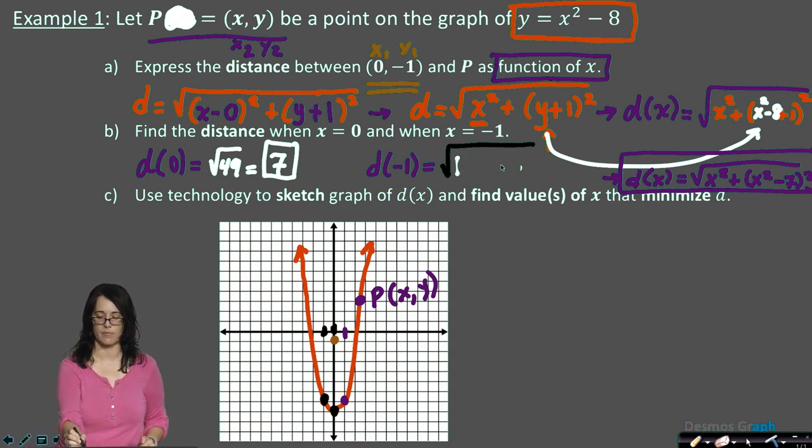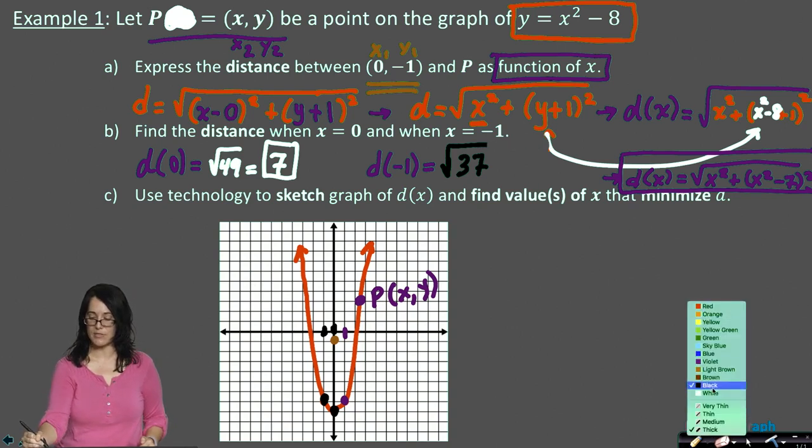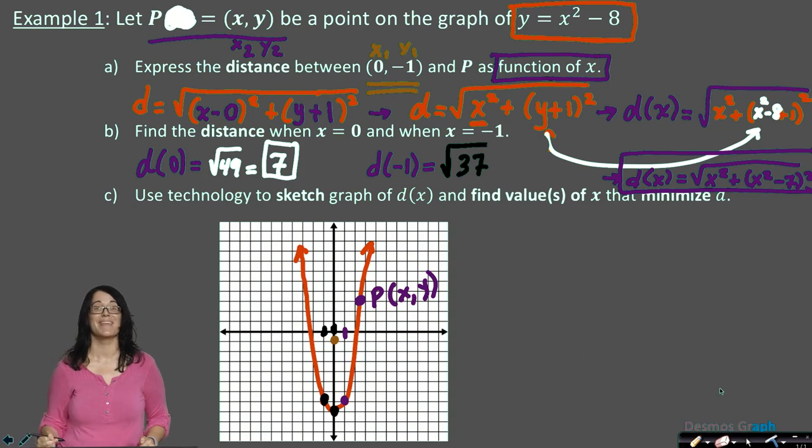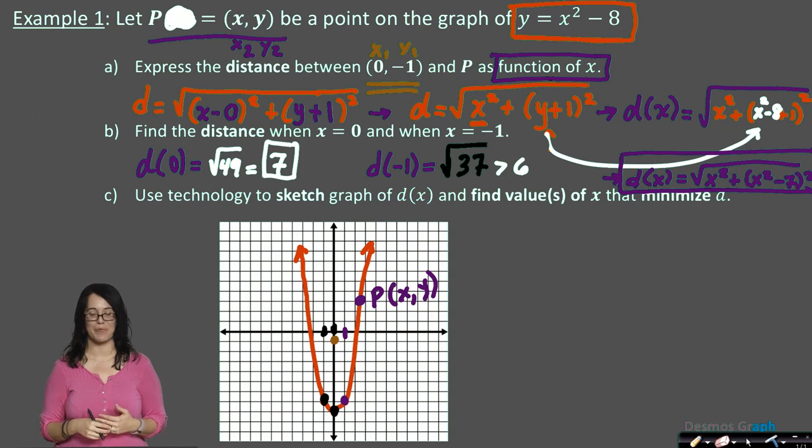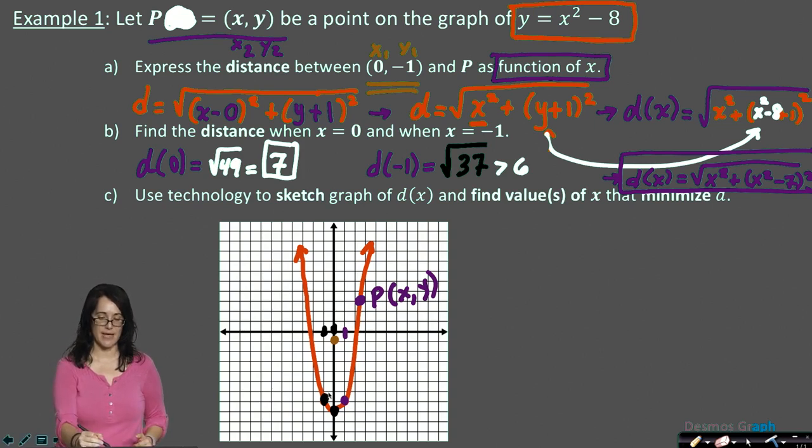So I'm going to erase that for a moment. Square root of 37 would be our distance. So what is that saying? Well, you could put this in your calculator, but I know without even using a calculator, maybe you do too, that the square root of 37 is a little bigger than the square root of 36. So this is definitely a little bit bigger than 6. You could go in your calculator and get the approximate decimal, but it's a little bit more than 6 away. Still closer than 7, right?